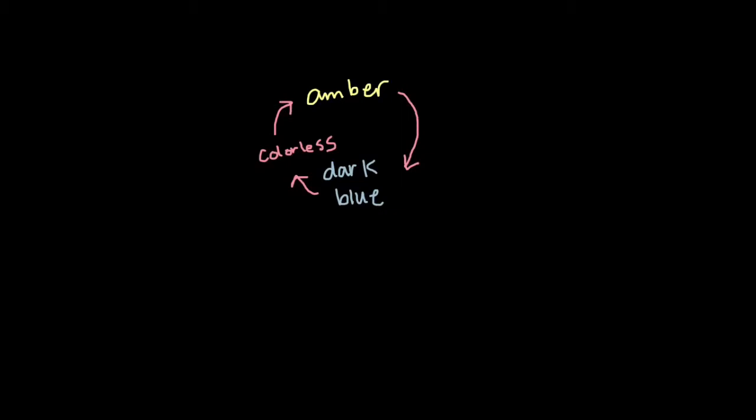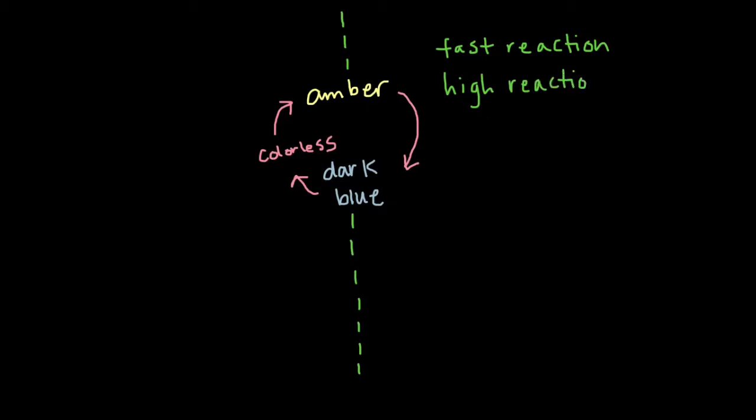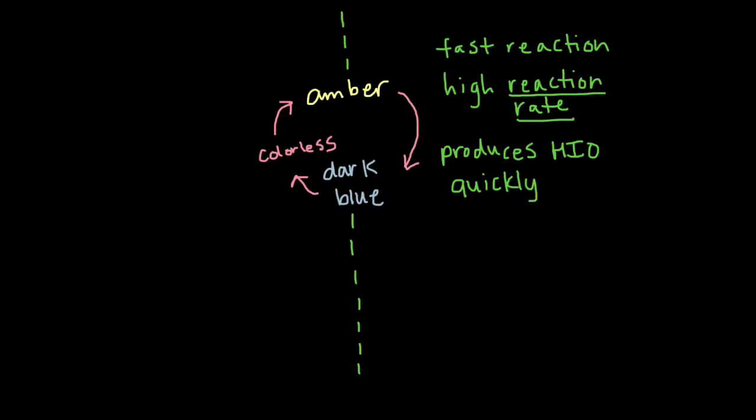This cycle of color changes is due to the 2 different processes that are happening within that reaction vessel. So here is a line to split up our 2 steps. The first step, which is what's changing the amber to the dark blue, is a fast reaction. This fast reaction has a high reaction rate, which means it is producing a high amount of HIO, or hypoiodous acid, very quickly. And this quick production of hypoiodous acid is due to the iodine in the solution reacting to form HIO.